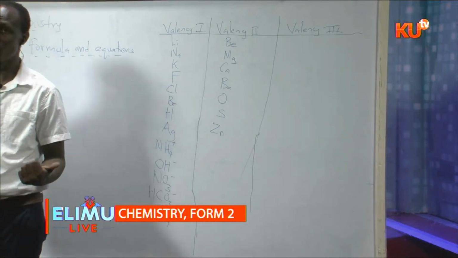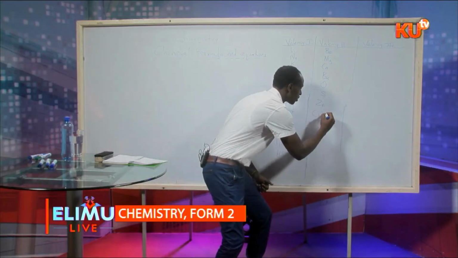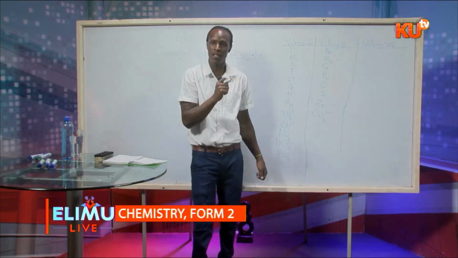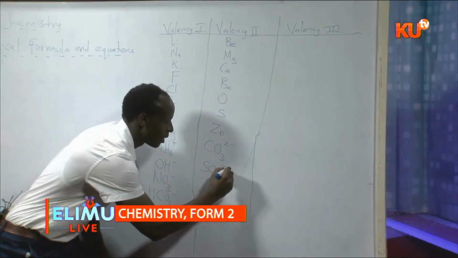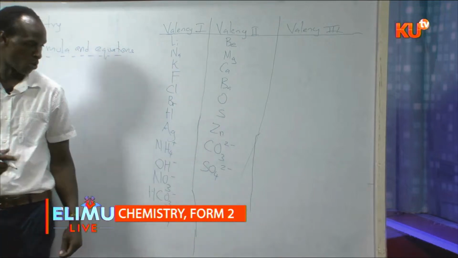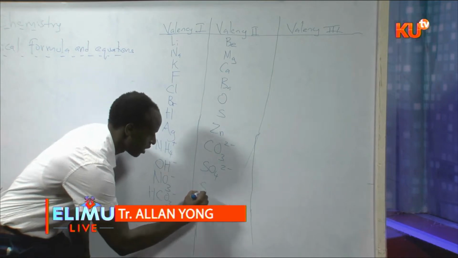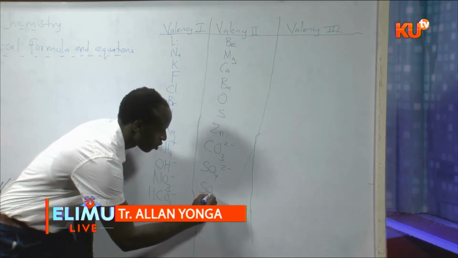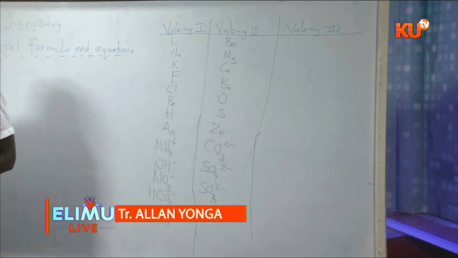Now let's move to the radicals. Which radicals have valency of 2? We have carbonate, CO3, 2 minus. Remember, a radical must always have a charge. We also have sulphate, SO4, 2 minus, valency 2. We also have sulphite. Sulphite is SO3, 2 minus, and has a valency of 2.